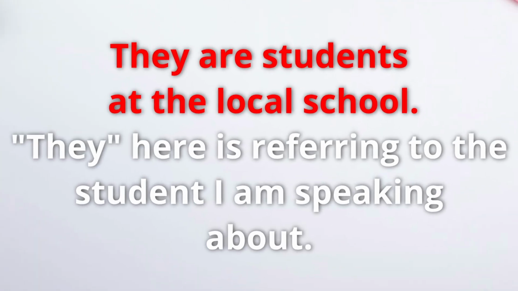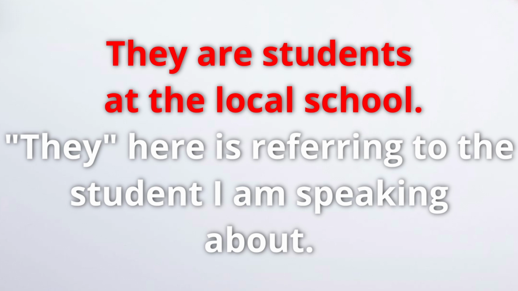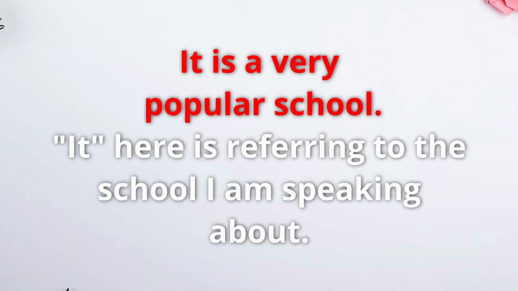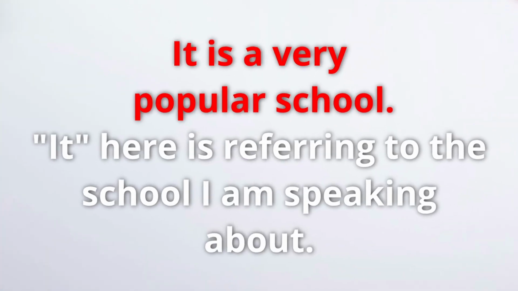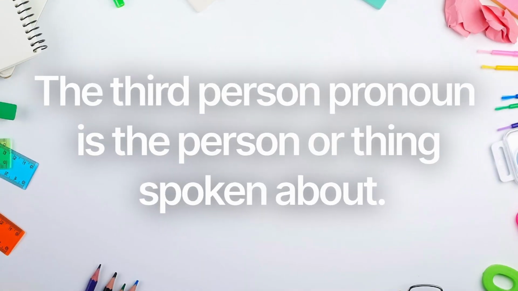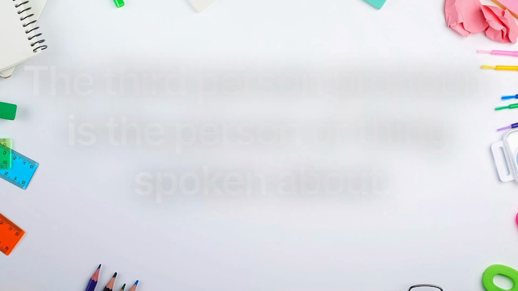They are students at the local school. They here is referring to the students I am speaking about. It is a very popular school. It here is referring to the school I am speaking about. So the third person pronoun is the person or thing spoken about.